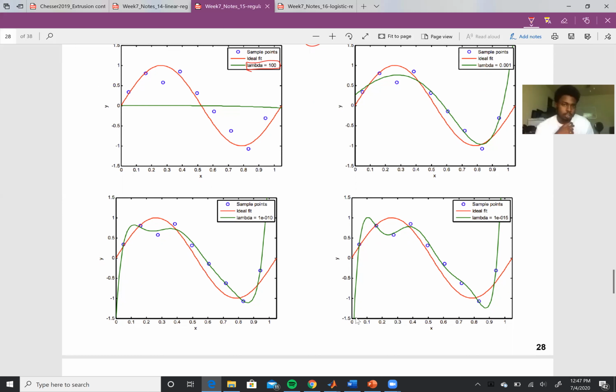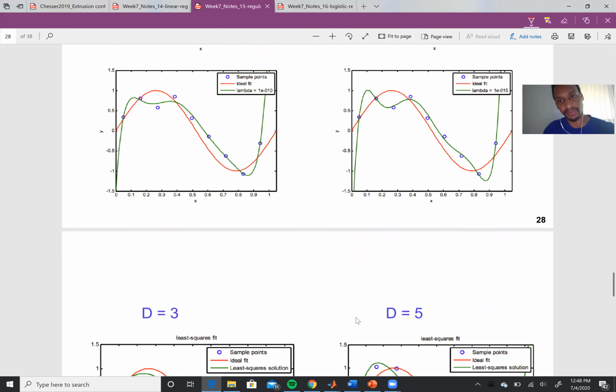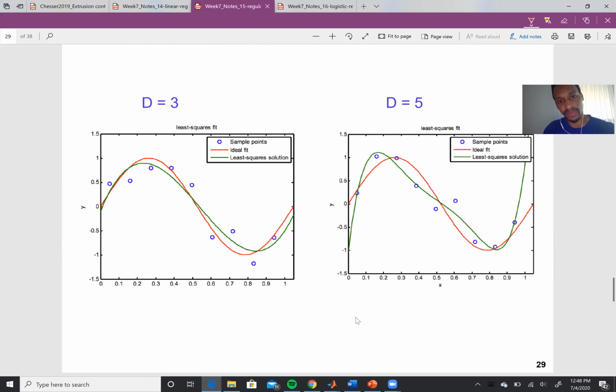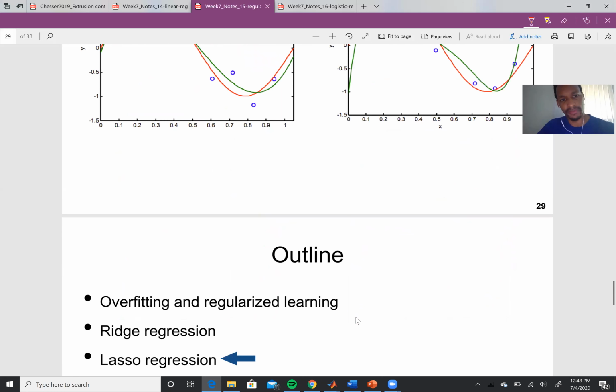So lambda is our smushing factor. Cool. Lambda is our smushing factor. Okay, so here's d equals 3 and d equals 5. Okay, so that's it for ridge regression.